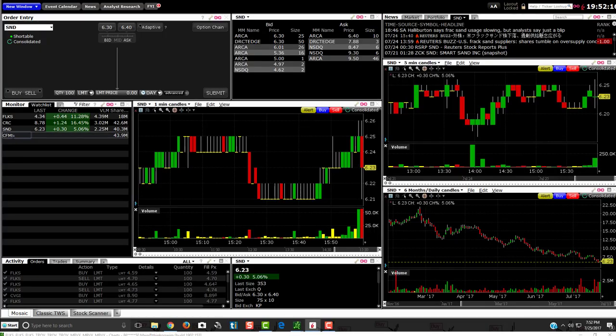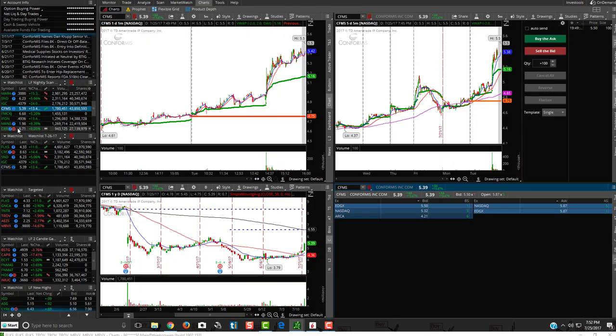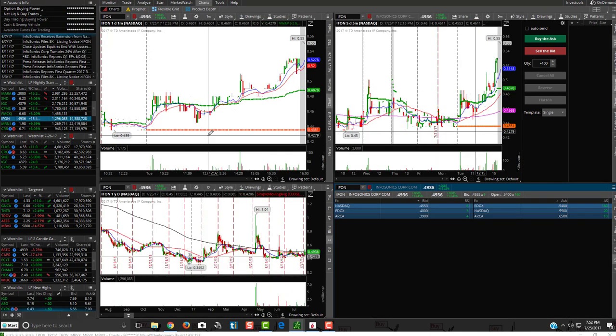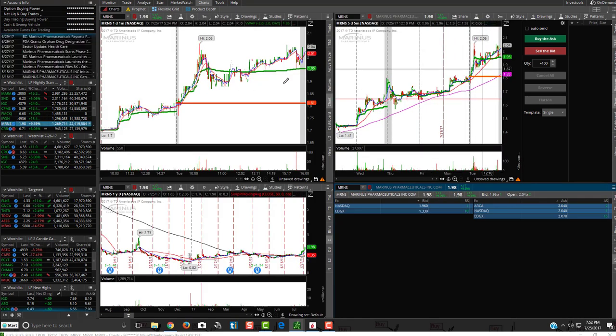Let's see here. I don't like these ones that don't even show shares. That really bothers me. IFON kind of held its highs. I don't like the look of that chart. MRNS, this one held its highs, had some volume.